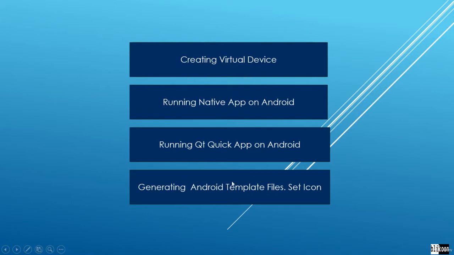In this one, we're going to run our Qt Quick application on the device we created here, and we're going to see how we can generate some Android-specific template files to allow us to have more control on what we can do with our APK that is generated from Qt Creator. We're going to go to Qt Creator and do that.